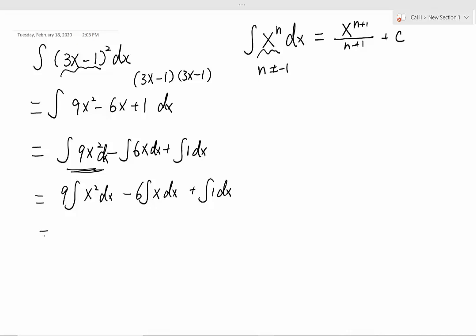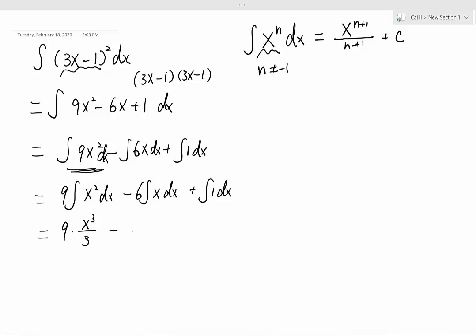Now we can start solving it. For the first one, we have x squared, the power is 2. Then we can just follow the formula, which gives us x to the third over 3, because 2 plus 1 is 3, so that's going to be x to the third. Then n plus 1 is 2 plus 1, that's going to be 3 again.